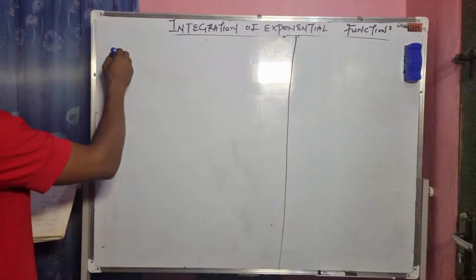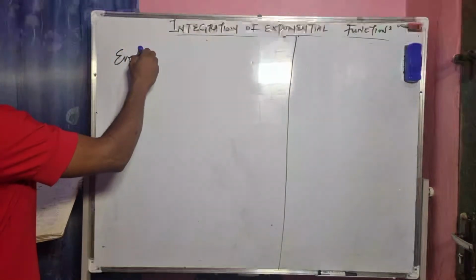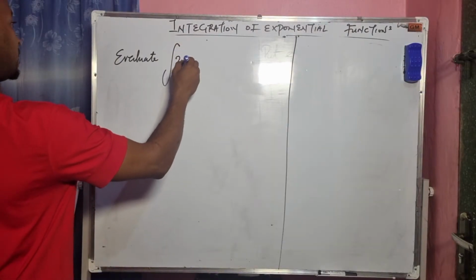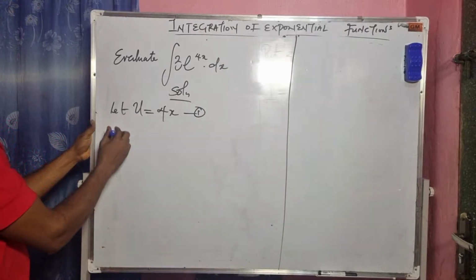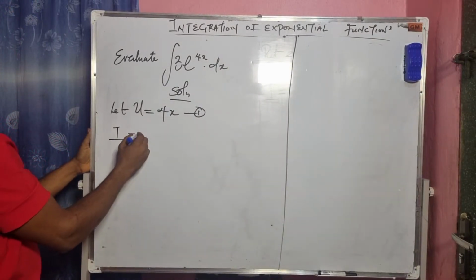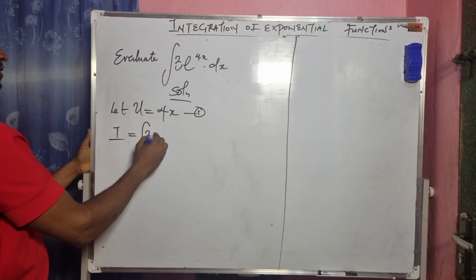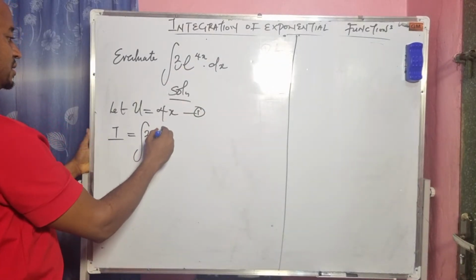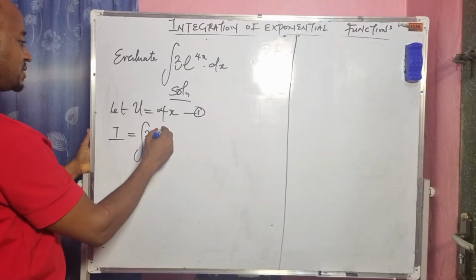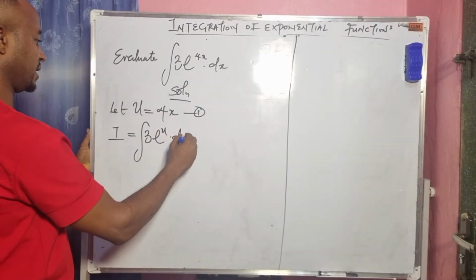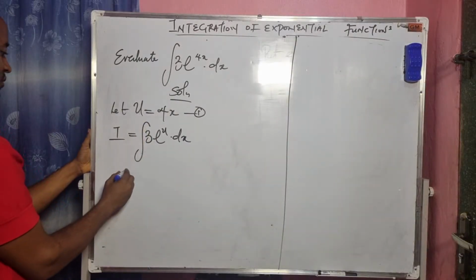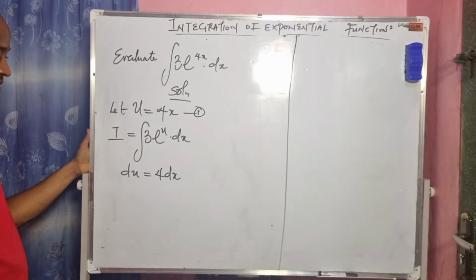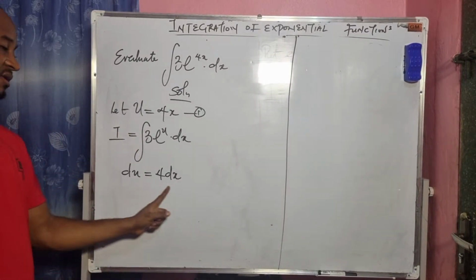We have a question that says evaluate the integral of, this is question 1. Then our integral becomes the integral of 3e to the 4x. We represent u as 4x. So here we have e^u dx. So here we differentiate u. The du will give us what here? 4dx, right? The du will give us 4dx.